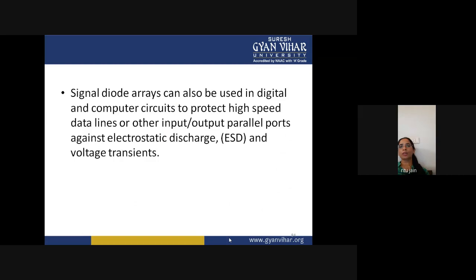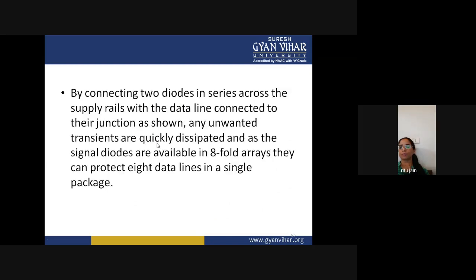Now let's come to the next part. Signal diode arrays can also be used in digital and computer circuits to protect high-speed data lines or other input or output parallel ports against electrostatic discharge and voltage transients. By connecting two diodes in series across the supply rails with the data line connected to their junction as shown, any unwanted transients are quickly dissipated, and as the signal diodes are available in 8-fold arrays, they can protect 8 data lines in a single package.